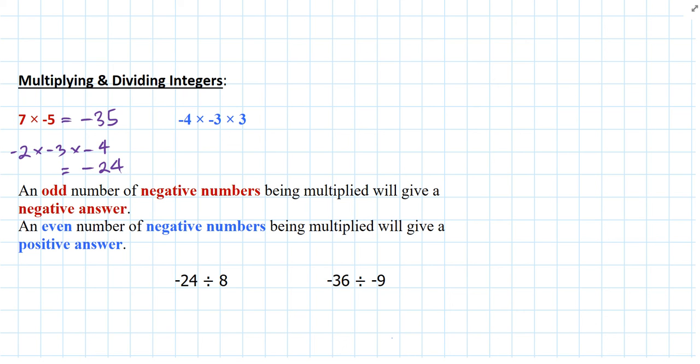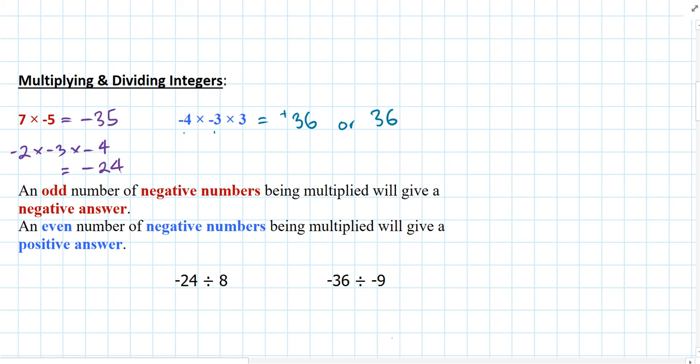Now if you have an even number of negative numbers being multiplied, your answer is going to end up positive. So this one here, we've got 1, 2 negative numbers there. So our answer will be positive. So 4 times 3 is 12, times 3 is 36. So our answer will be positive 36, or you can just write 36.